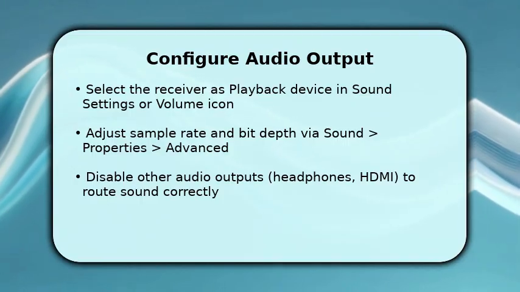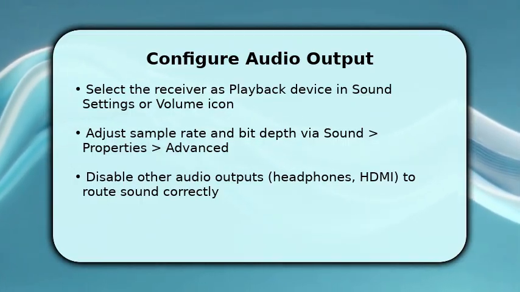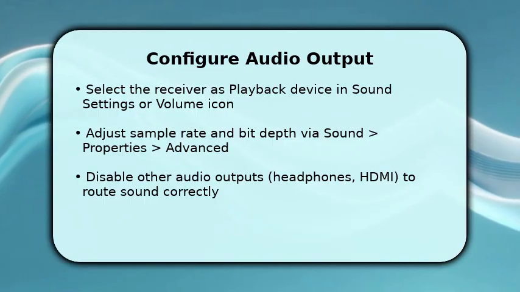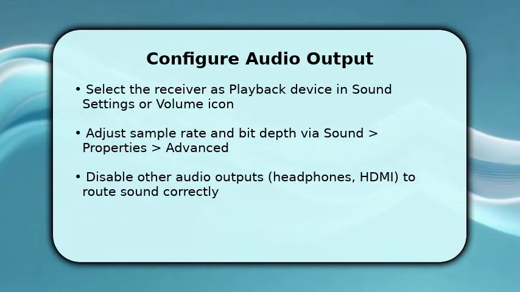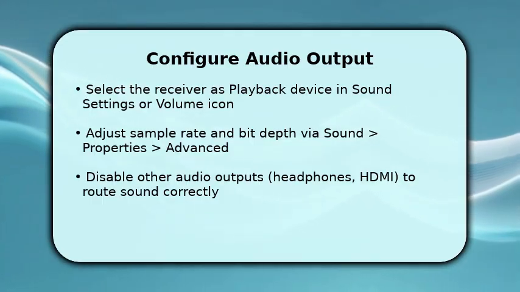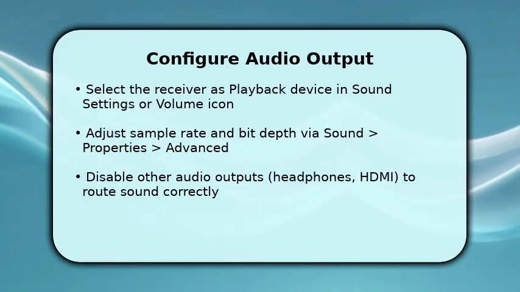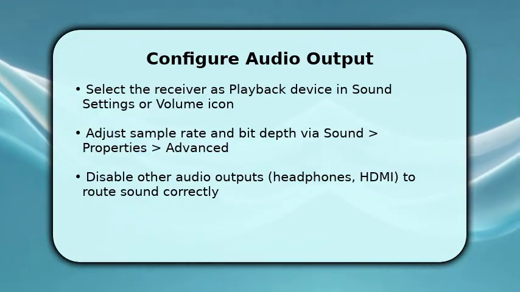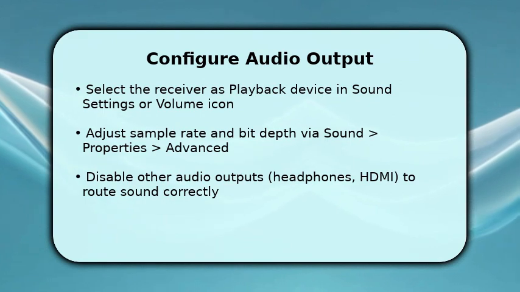Make sure to change the adapter's sample rate and bit depth only if you notice sync or quality issues, because higher rates use more bandwidth. If system sound still defaults elsewhere, disable unused outputs temporarily. You'll hear audio through the receiver after selecting it and testing with a media file or system sound.